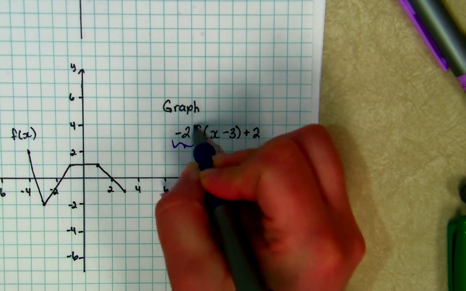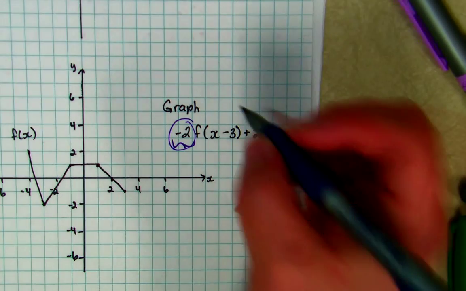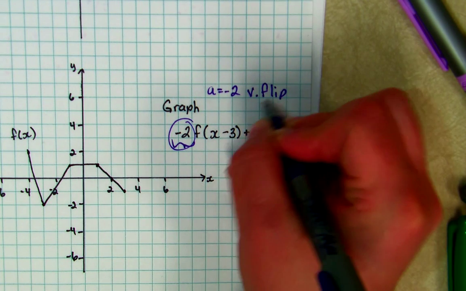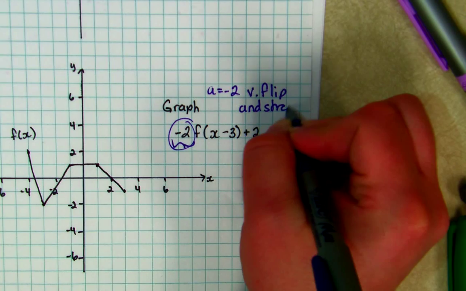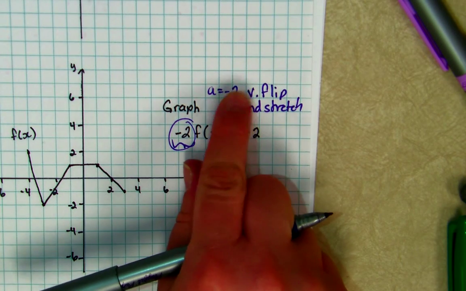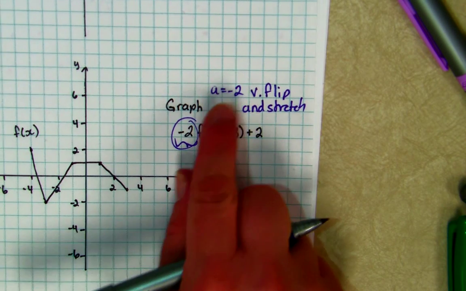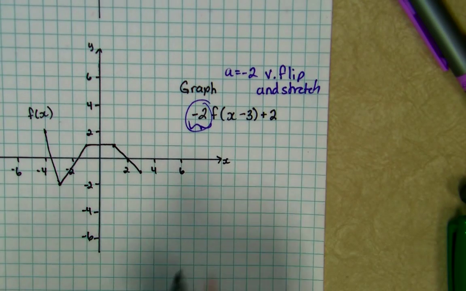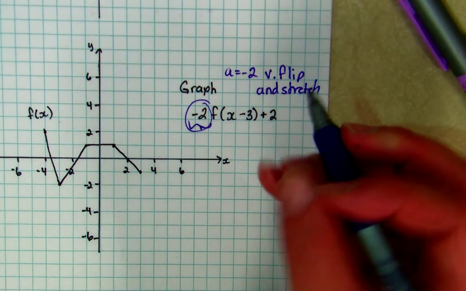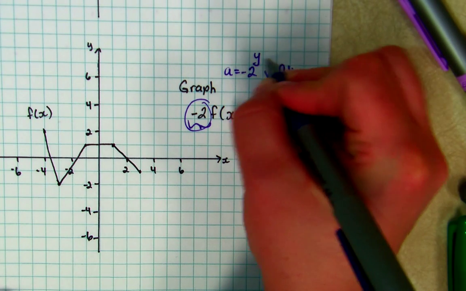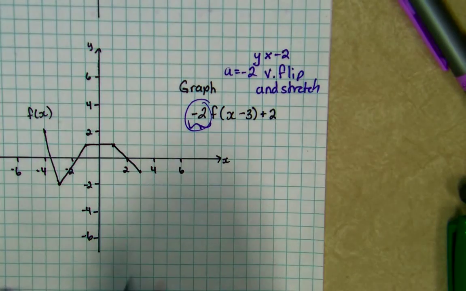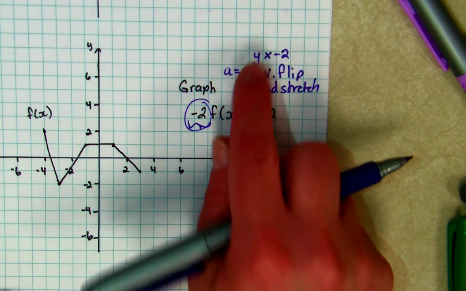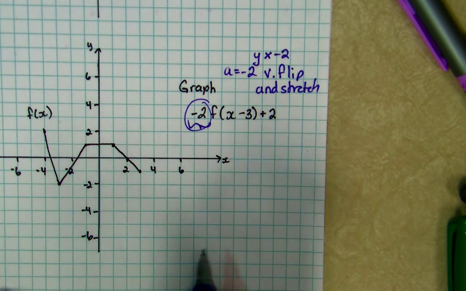So in this case, we have to deal with the negative 2 first. That's A equal to negative 2, which is going to be a vertical flip and stretch. Flip because of the negative, stretch because of the 2. You have a choice. You could flip it upside down and stretch it, or I can do it at once, because negative 2 times f literally just means take all your y's and multiply them by negative 2. If you multiply them by negative 2, that's going to accomplish the flipping and the stretching together.